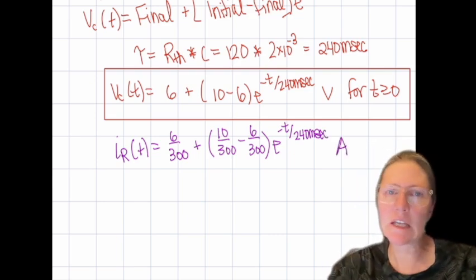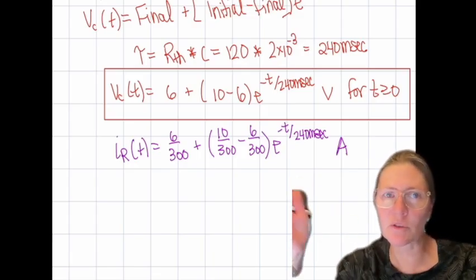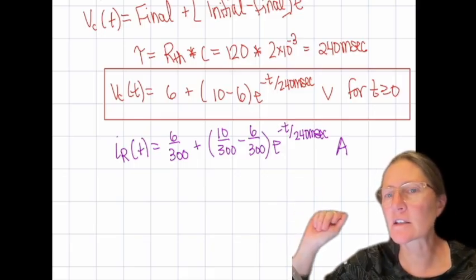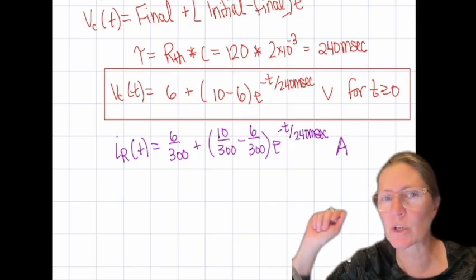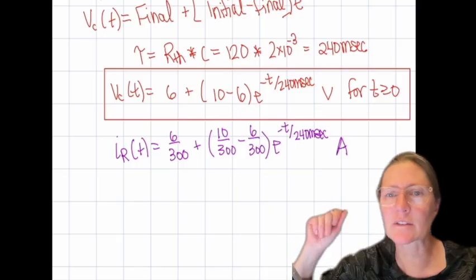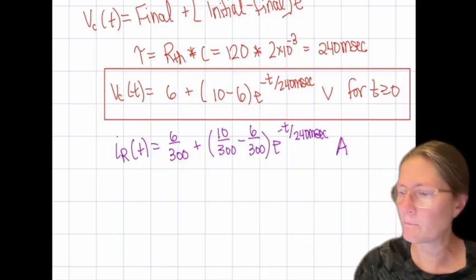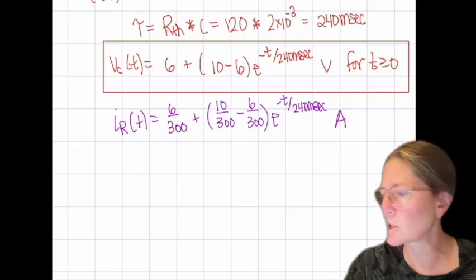Also note that IR can also be found in the final form, so just using this expression and noting that the expression of the capacitor over that resistor gives the current through it too. So that's why it is VC of t over R, which was 300 there. So those are two different ways to find the expressions.